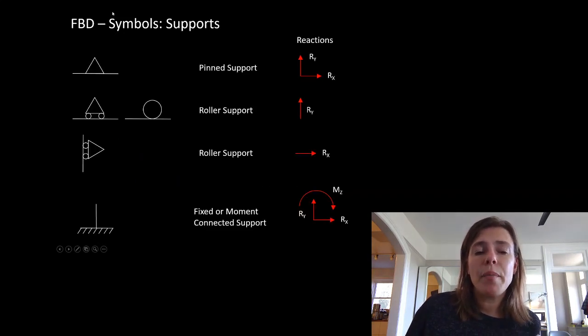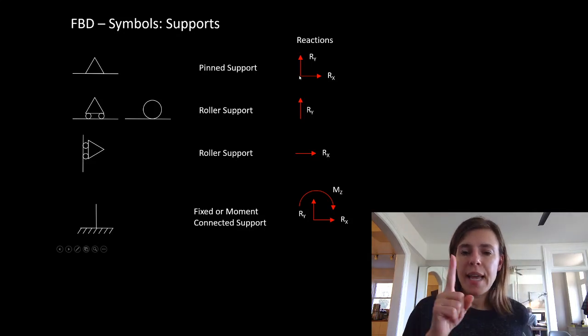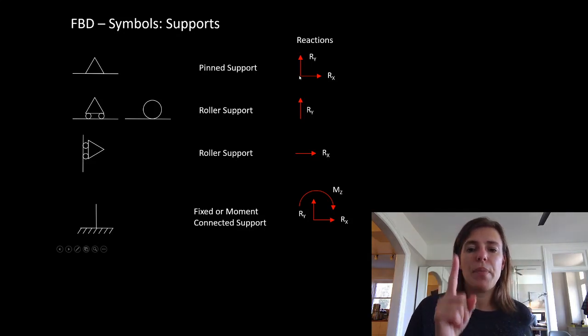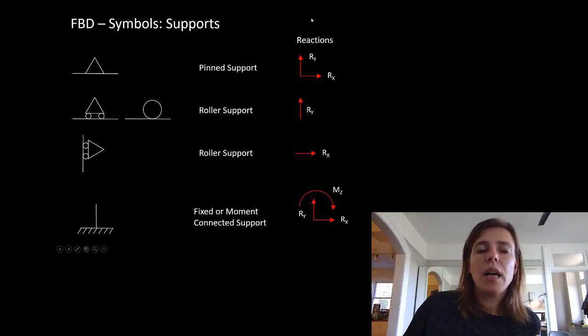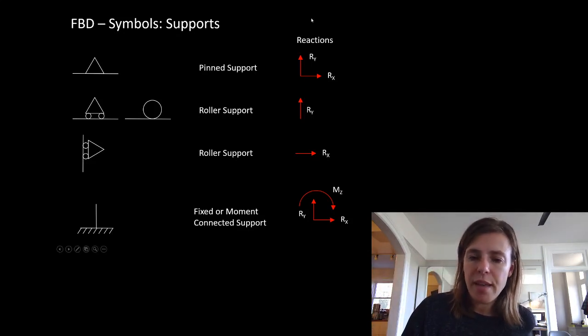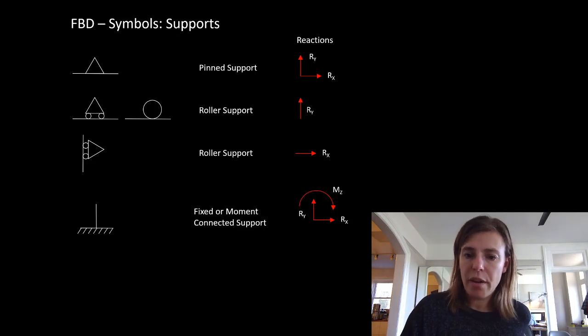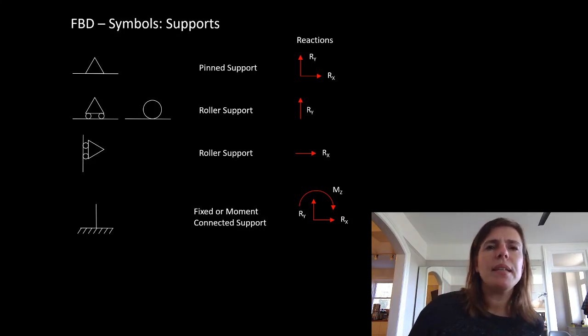Free body diagram symbols for supports. Our reactions would be arrows. If we have this, which is a pinned support, that's saying it's stopping the thing from moving up and down, and it's stopping it from moving side to side. We'll talk about how we detail these different supports later. I think maybe even in the next slide we touch on it.